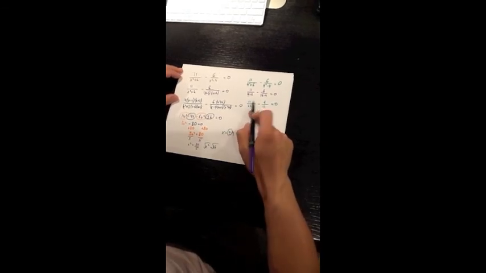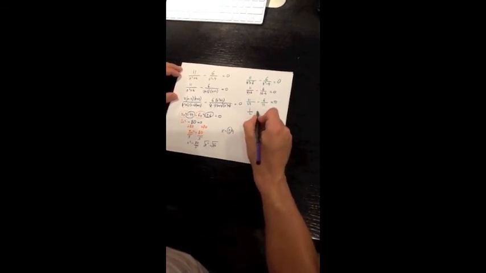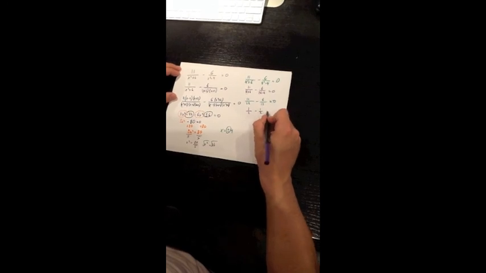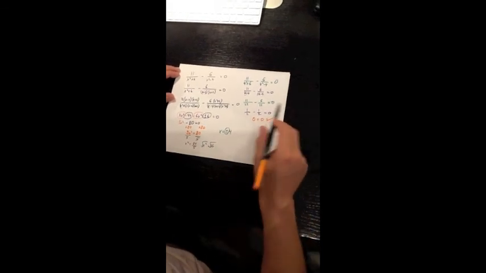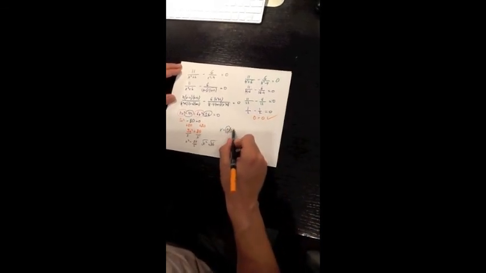Now this can reduce to 1/2, minus this can also reduce to 1/2, is equal to 0. 1/2 minus 1/2 is indeed 0. So 0 does equal 0, which means that our equation is true. Also, if you plug in the negative 4, you will get the same answer.